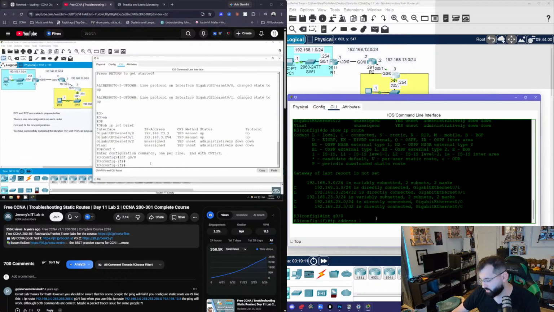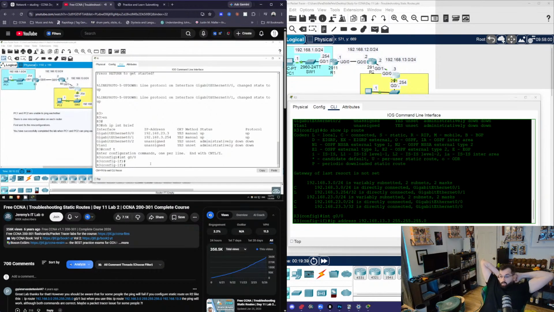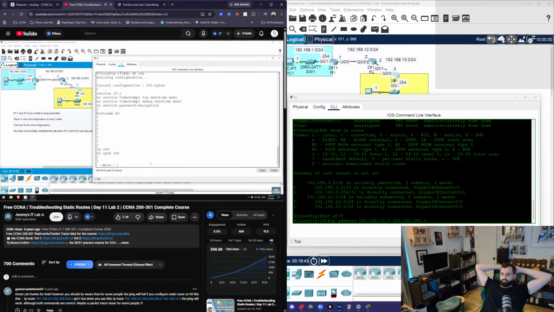So this is not correct. That needs to be 192.168.13.0, no, 0.3. If we enter a new IP address, it will overwrite the current IP address. Let's see the config before and after. Okay. Do show running config.